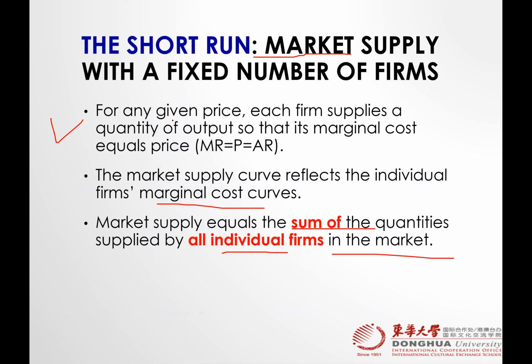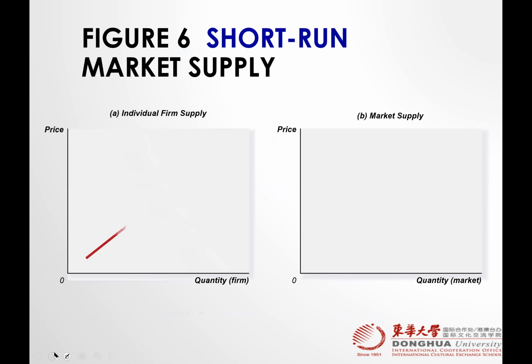So let me just read that. For any given price, each firm supplies a quantity of output so that its marginal cost equals the price. So the market supply curve reflects all individual firms' marginal cost. The market supply is equal to the sum of quantities supplied by all individual firms in that market. So here we go. That is the individual supply curve, which is the MC. Since this is the short-run supply curve, it must be above average variable cost. That is just the individual firm.